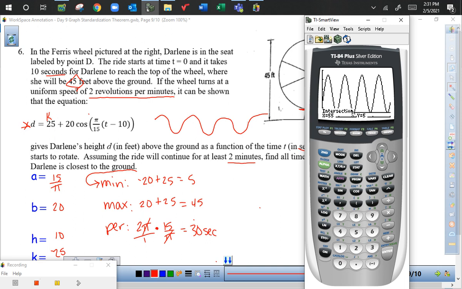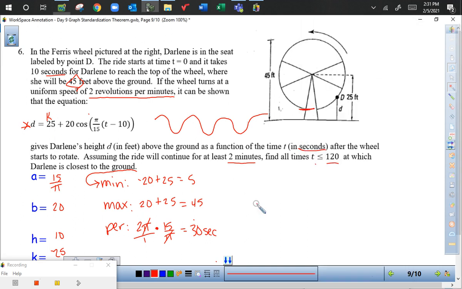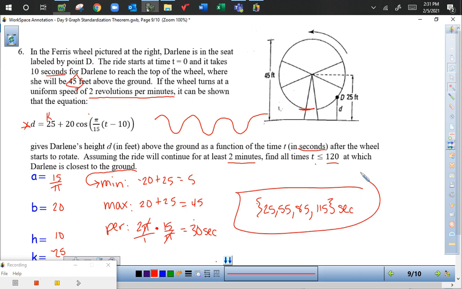So first one's 55. If I go 30 to the left, I'll be at 25. If I go 30 to the right, I'll be at 85. And then 30 more, 115. Okay, so I'm going to write them, but make sure that I put a label on at the very end. Okay, you want to use set brackets when you're writing this. Otherwise, you have to label all of them, and we don't want to do that.